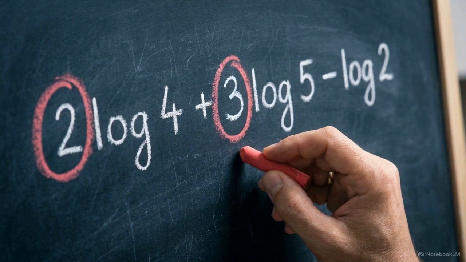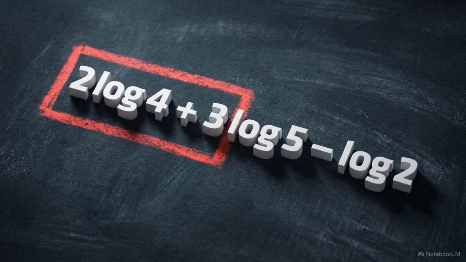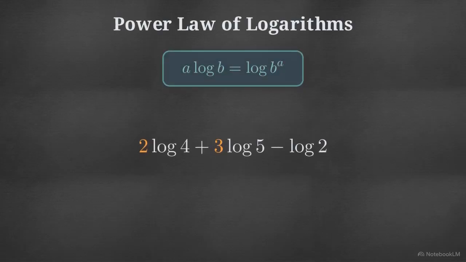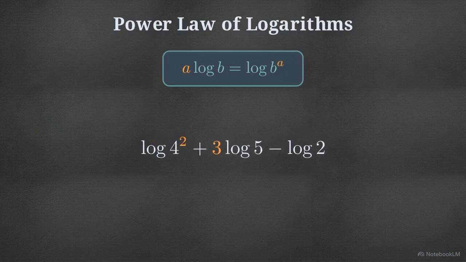Look at the numbers sitting in front of our first 2 logarithms. We cannot directly add or subtract logs when there are numbers blocking the front. To clear those blocks, we use the power law. This law states that if a number is multiplying a logarithm, we can move that number up to become a power. Applying this to our equation, the 2 in front of log 4 moves up to become log 4 squared. Similarly, the 3 moves up to become log 5 cubed.